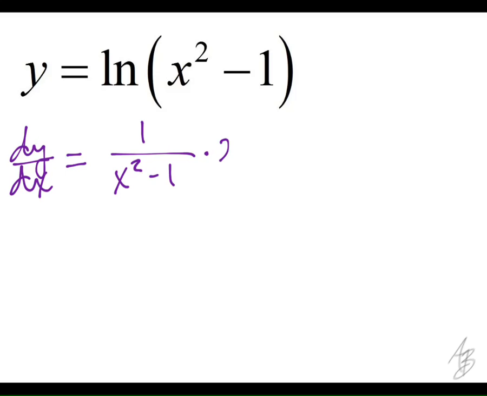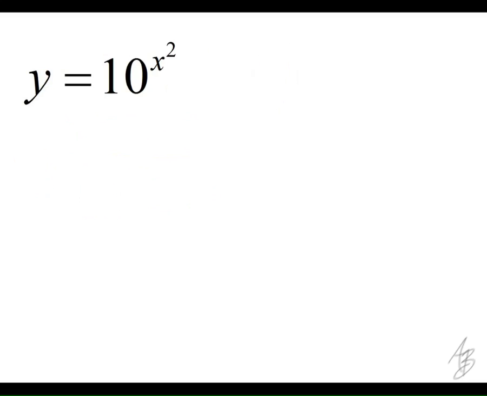So we could write it like this. I actually don't like that. What would be a better way to write it? 2x over x squared minus 1. Pretty easy, isn't it? At least when I'm doing it.